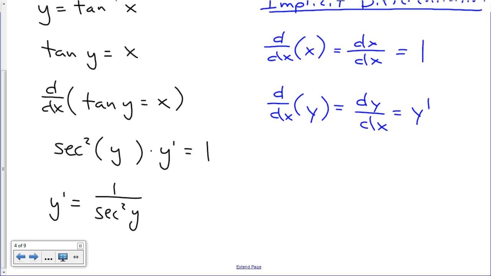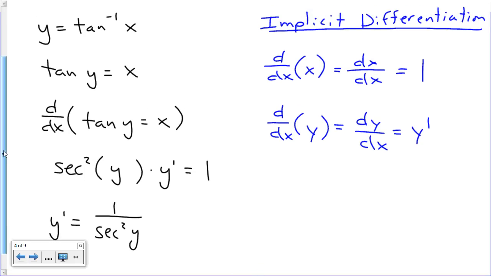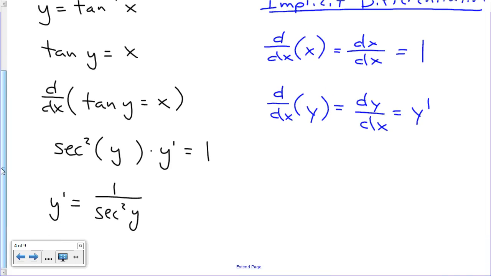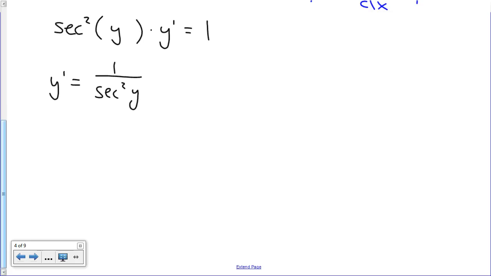And that's nice. We could even rewrite this in terms of cosine if we wanted to, but the only thing I don't like about this is that I started out with an equation that was y as a function of x, and I end up with y prime as a function of y. And we don't really want to have a new variable introduced in this derivative. So I want to come up with what that is equal to. And the way to do that is to find out what the secant of y is equal to.